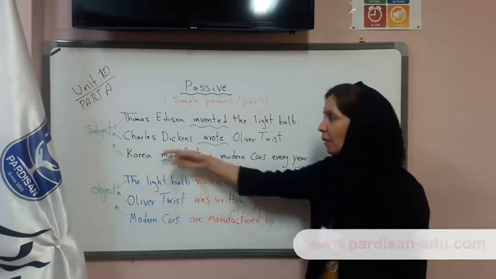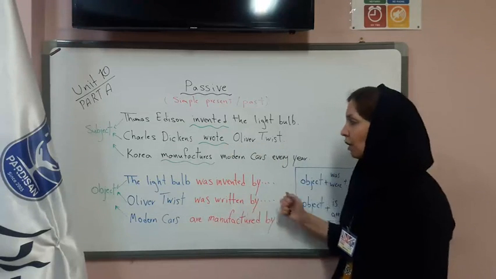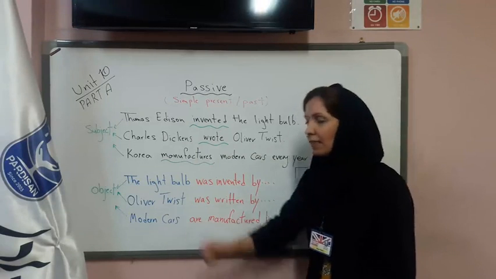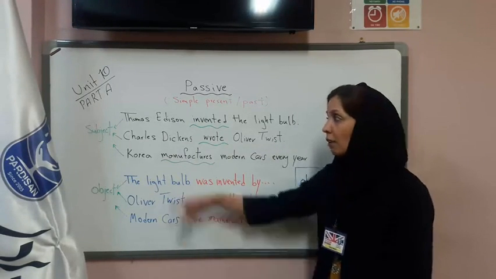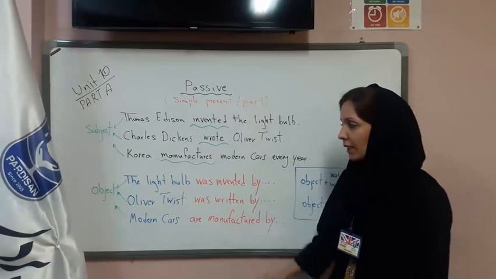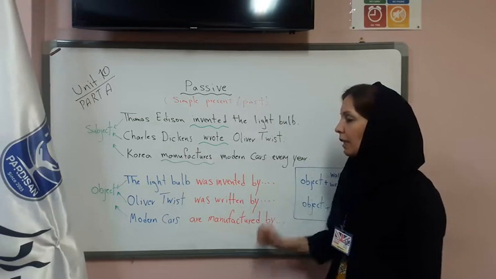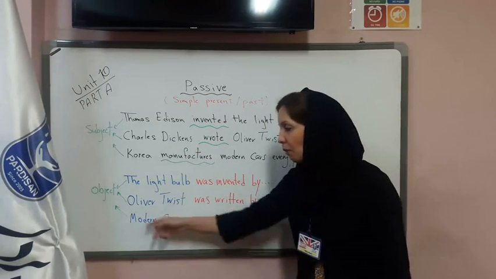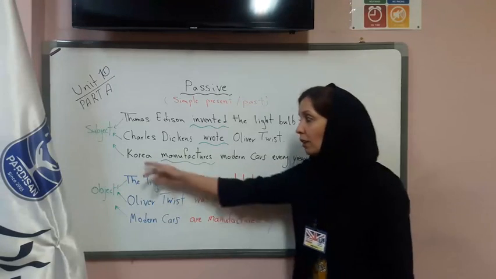Another example. Charles Dickens wrote Oliver Twist. Oliver Twist was written by Charles Dickens. In the second sentence, the focus is on the object. Oliver Twist is important, not Charles Dickens. And the third example. Modern cars are manufactured by Korea. In the second sentence, modern cars means the object of the sentence is important, not the subject.